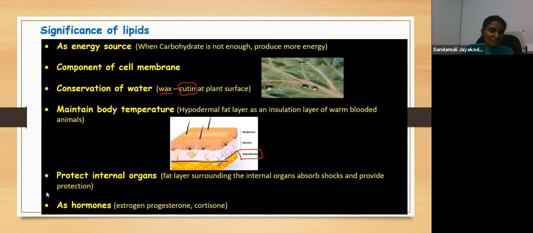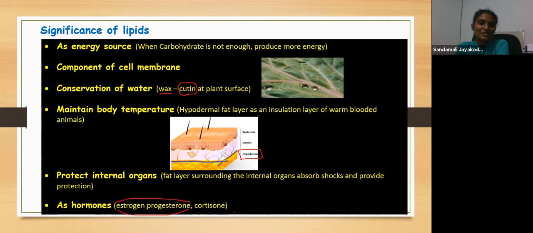And then finally, lipids act as hormones. As I told you in the protein section, there are many hormones which are proteins, but there are some which are lipids. Here it is mentioned estrogen, progesterone, and cortisone. Estrogen and progesterone are sex hormones, so they are lipids. Cortisone is also a hormone which is a lipid.